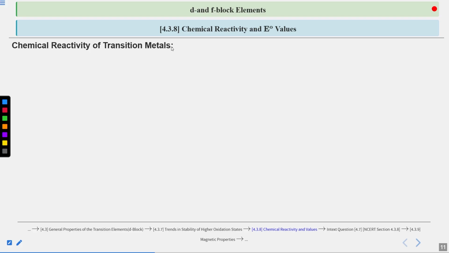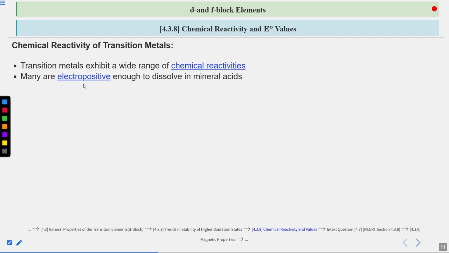Okay, now we will talk about our next subsection, which is 4.3.8, that is chemical reactivity and the E0 value, the standard potential value. So, chemical reactivity of transition metals. Transition metals exhibit a wide range of chemical reactivities. Many are electropositive enough to dissolve in the mineral acids. Some are considered noble and are unaffected by the single acids.